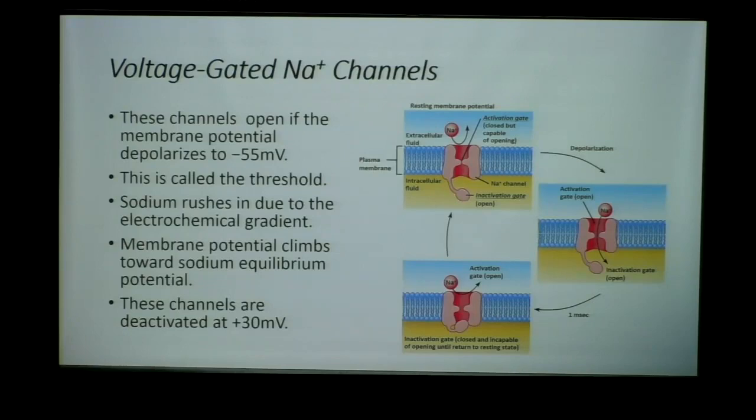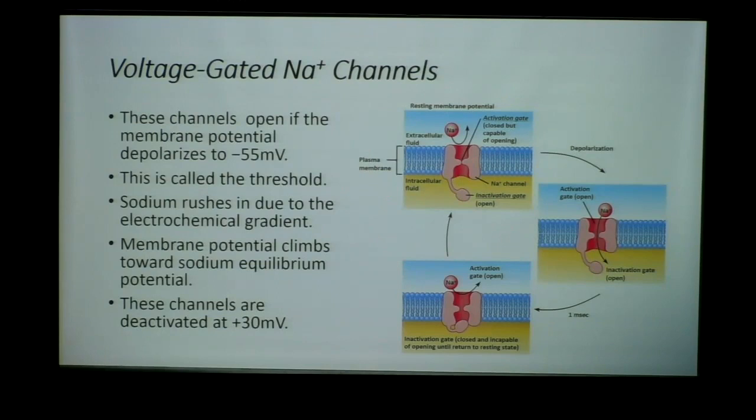So we start off with our channels closed at rest. It's really important to distinguish that this channel is closed, but it's capable of opening, right? It's capable of being opened. So this is below our negative 55. This is below our threshold. This is at negative 70.